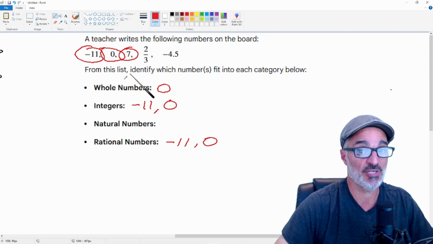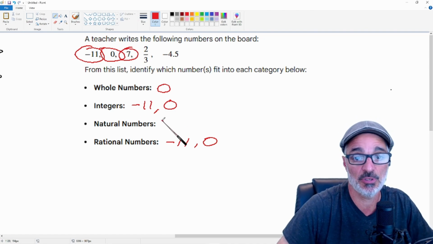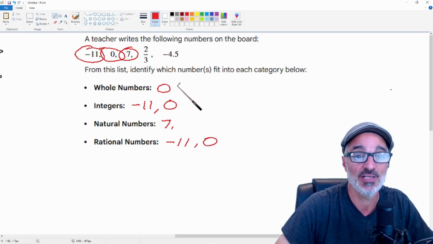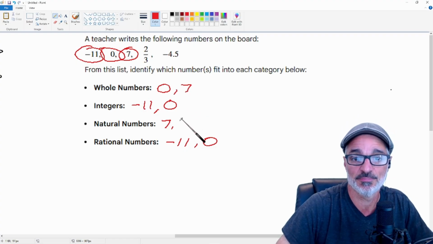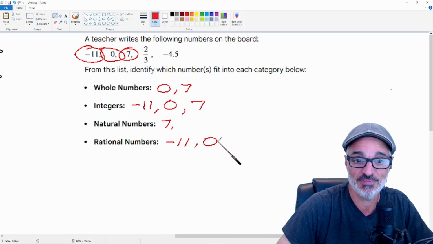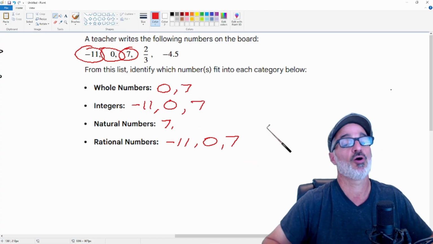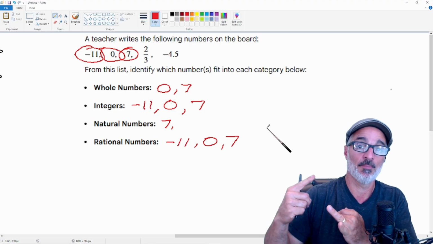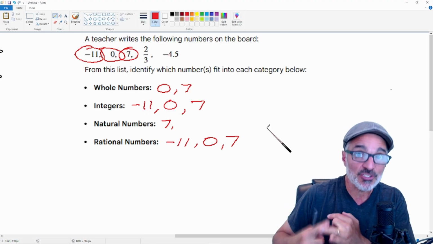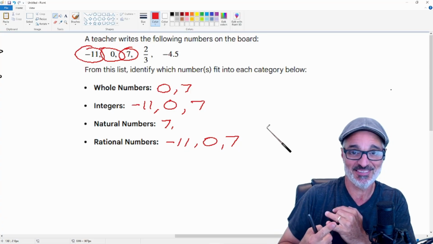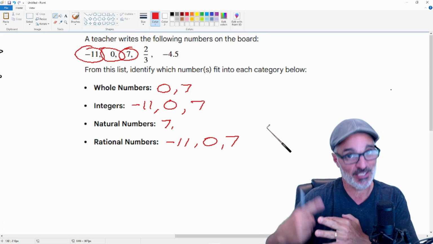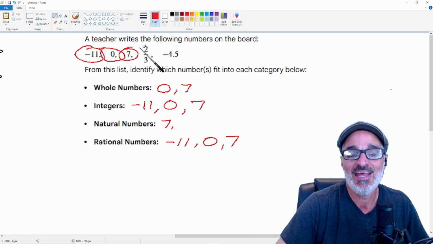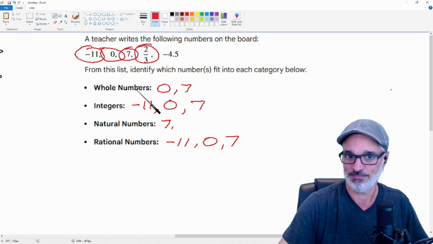Now, we have a 7 here. 7 is a number used to count. So it is a natural number, boom. But if it's a natural number, other than 0, it's also a whole number. And it's also an integer, and it's also a rational number. So 7 goes into every single category because it's a number used to count. It is a whole number because whole numbers include numbers used to count. It is an integer because integers include natural numbers, and it is a rational number because then again, it includes them. Now, 2/3 is a fraction.